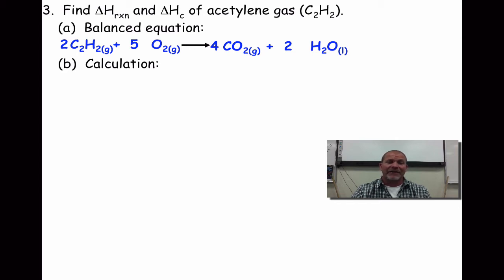So I realize at the very end, we have 2 moles of acetylene. I'm just going to take my heat of reaction and divide it by 2, because I have 2 moles of acetylene in my balanced chemical equation. But first of all, I must get the heat of the whole reaction.